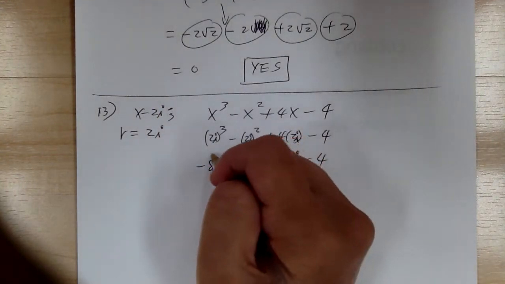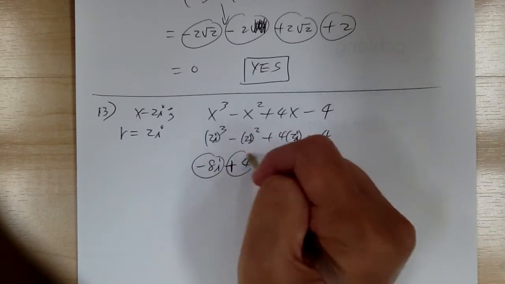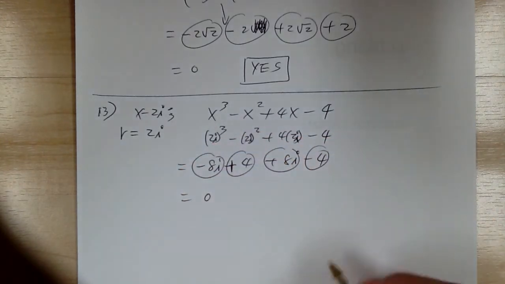And then this and this will cancel out. This and this will cancel out. So this will equal 0. So again, the answer is yes.